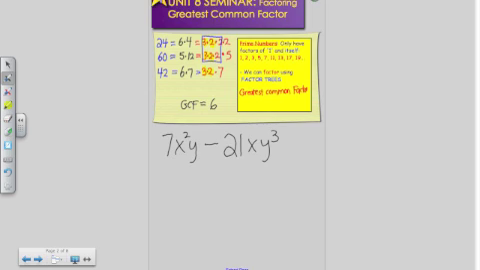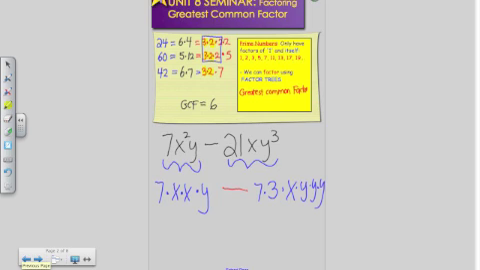So if I wanted to break down the first term, 7 is a prime number, so that stays by itself. You can't break that down any further. x squared breaks down into x times x multiplied by just y. The first term and the second term are separated by a subtraction sign. The 21 I can break down into 7 times 3 multiplied by just x to the power of 1 and y to the power of 3. So these are called factor trees. I've broken them down.